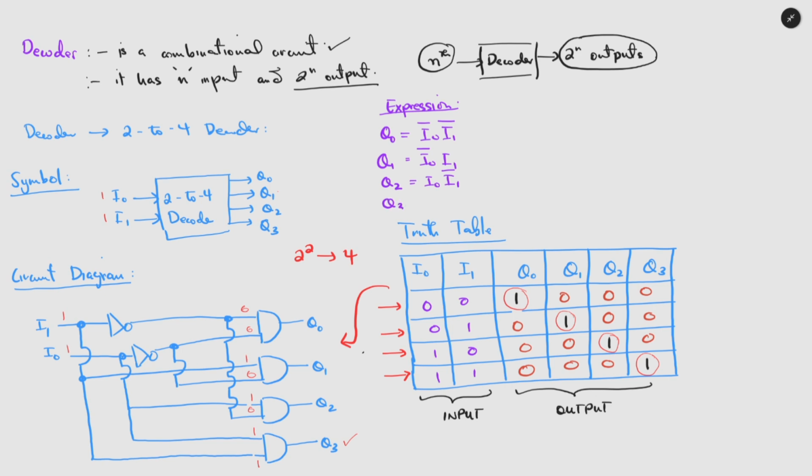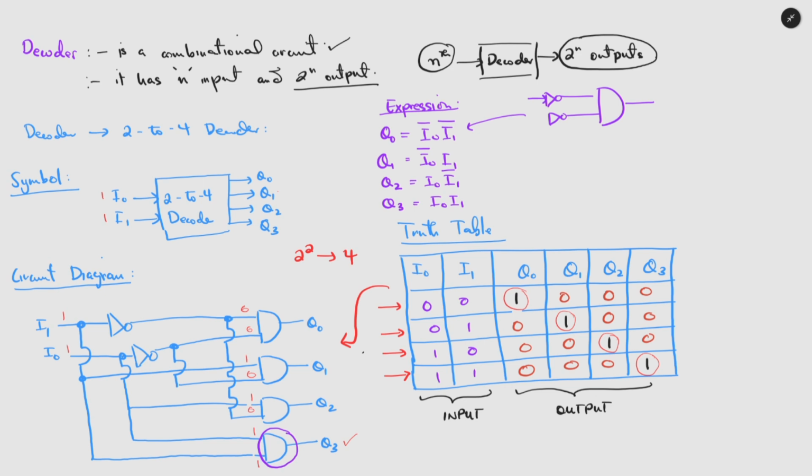And finally, we have Q3, where we have I0 and I1. By just looking at the truth table, since both of them are 1, we can leave it like this. When I0 equals 1, and when it is ANDed with this particular AND gate, it will give us the output which is high. So this can be seen from the circuit, where we have both the inputs inverted and then passed through the AND gate.